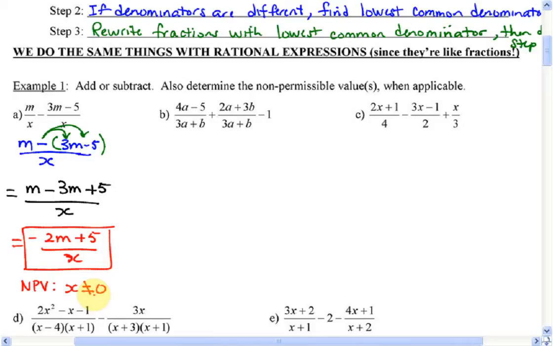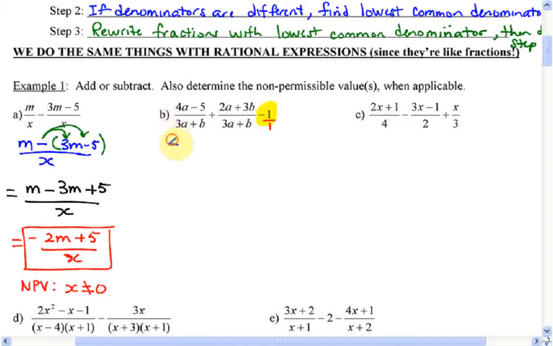What's your common denominator here? 3a plus b. But wait a minute. What about this negative 1 here? I don't see a denominator there. What is the denominator of negative 1? It's not negative 1, but just 1. So I guess if you're saying the common denominator should be 3a plus b, you need to change this last term into a fraction with the denominator of 3a plus b.